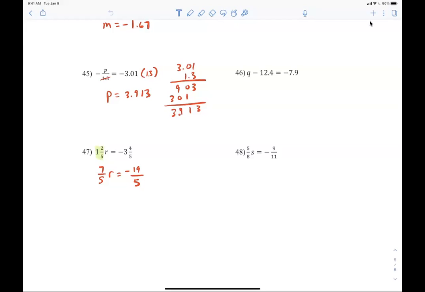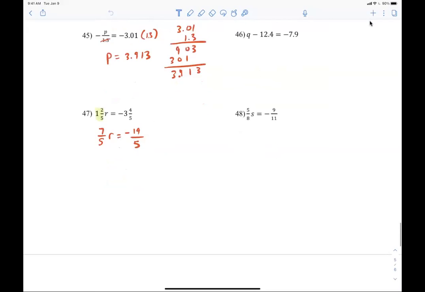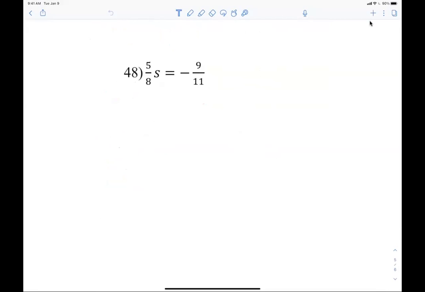All right, does somebody want me to do a particular problem? Somebody said they weren't sure about a couple. Logan. 48, perfect. So here we go with 48.